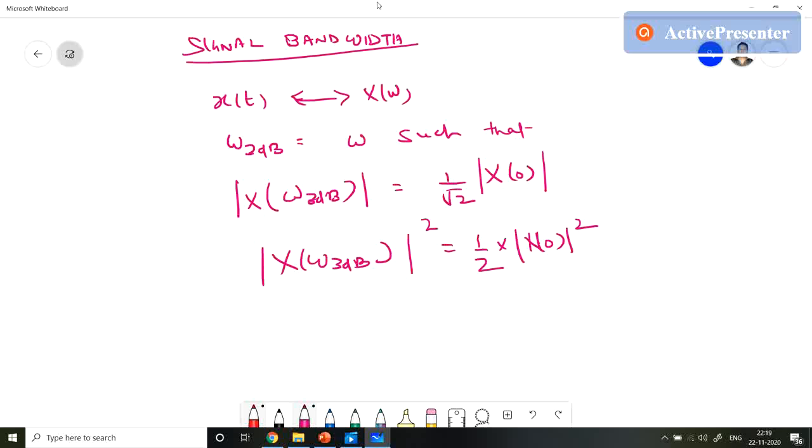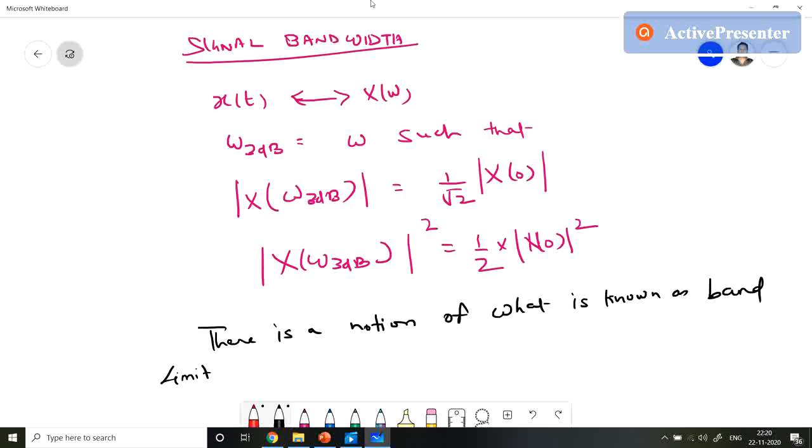So this is a notion. Basically there is a notion of what is known as a band limited signal, a notion of x(t). I think something important.